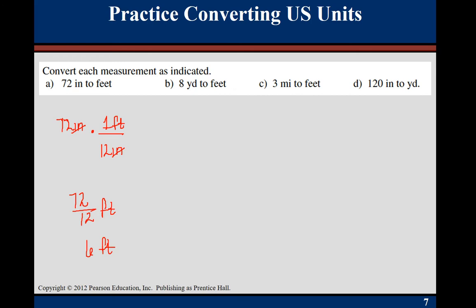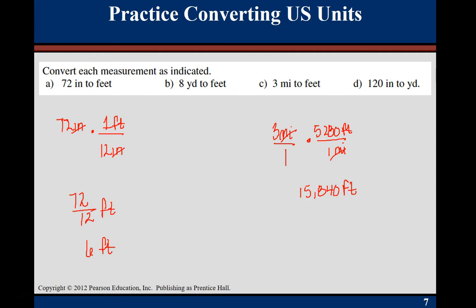I'm going to skip over to C because I want 3 miles, and now I want to talk about that in feet. Well, if I'm going to feet, feet needs to be up top. There are 5,280 feet in 1 mile. Miles will divide out. When you're done, what you're switching to should be the only measurement left. 3 times 5,280 is 15,840. And that is in feet.